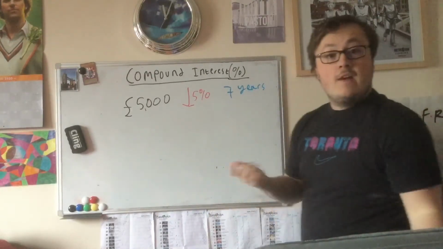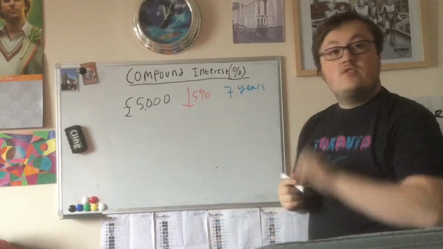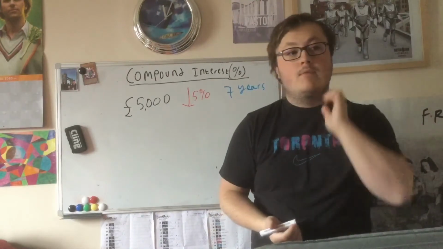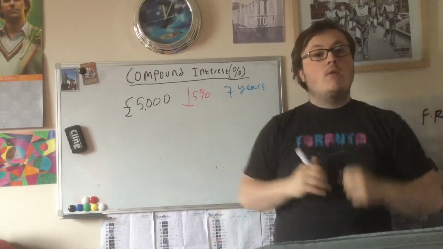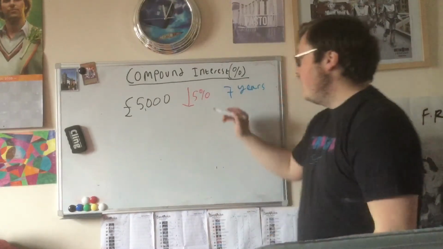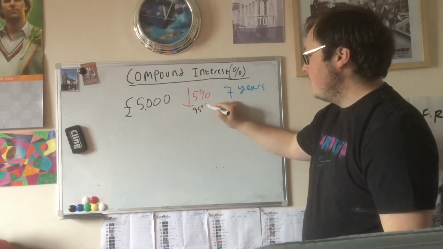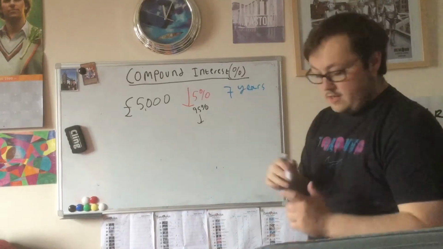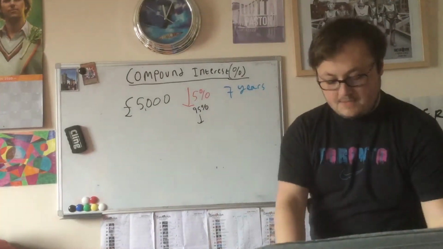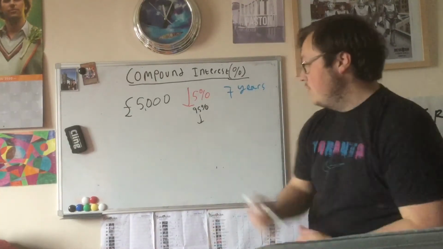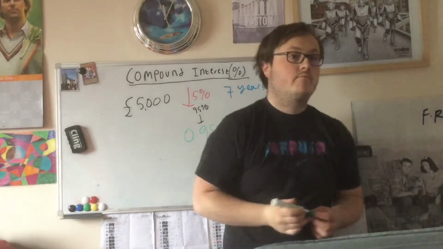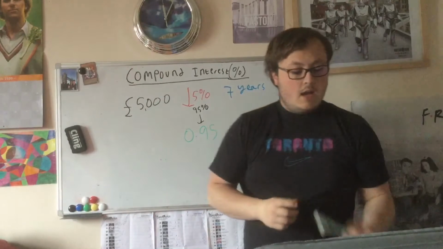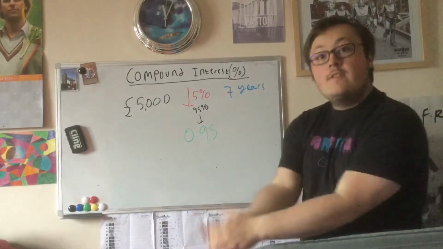Now, what we first need to do is turn that into a decimal that we need to multiply by. So, if it starts off with 100%, we're taking away 5%, that becomes 95%. That turned into a decimal becomes 0.95. Sorted.